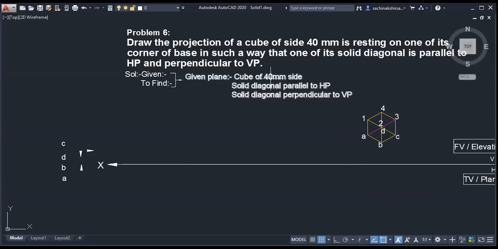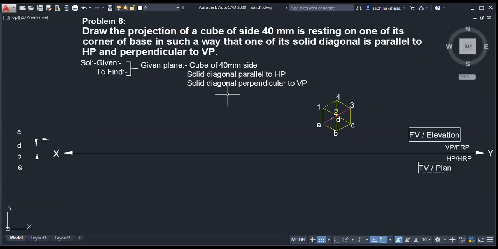So let us imagine this cube is resting in HP, sorry, not VP. Since the first inclination is given with HP, let us imagine it is resting in HP. Let us draw its top view. We have to draw a square of side 40 mm. How do we draw an equally inclined square of 40 mm?